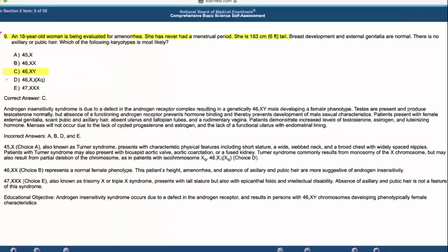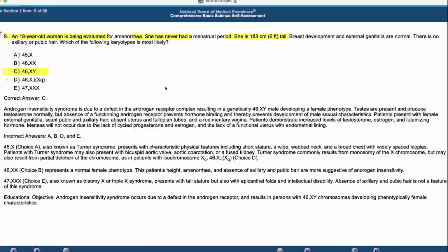For this one, first of all, I did not realize that the partial deletion would also lead to Turner syndrome, but I just didn't recognize it as androgen insensitivity syndrome. If I had, I would have picked it. The best way for me to remember: genetically male but phenotypically female patients with androgen insensitivity are structured like a model. That's how I remember it.